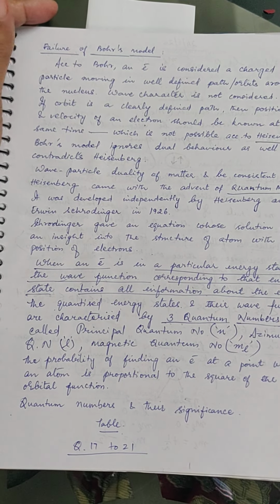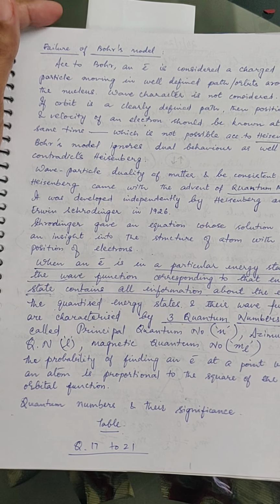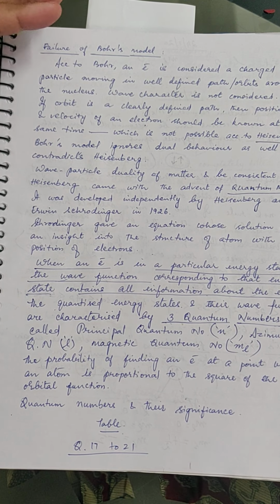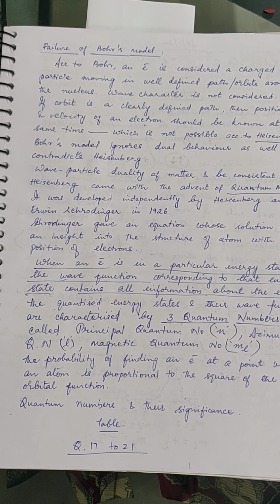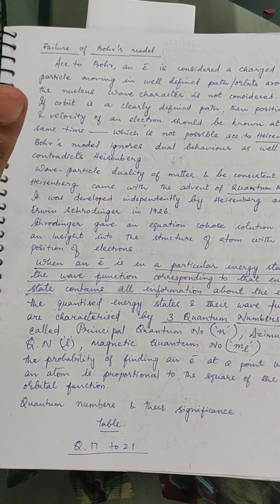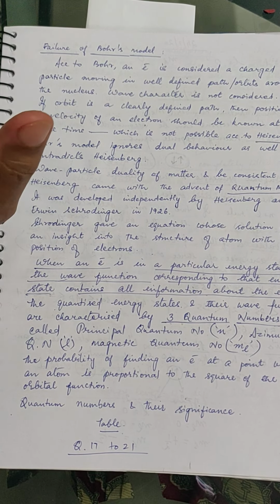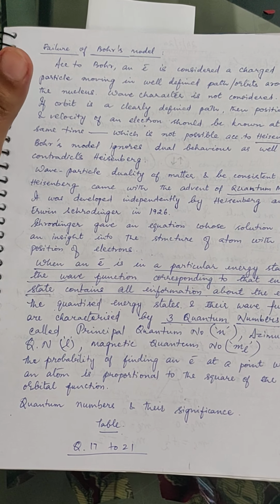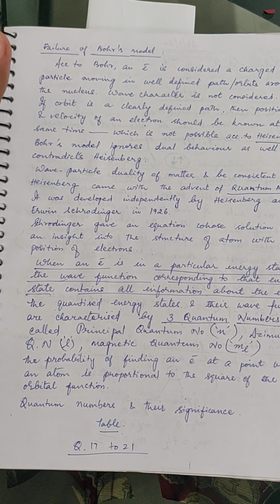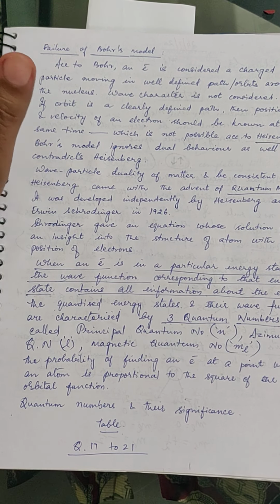Then apart from that, it could not explain the ability of atoms to form molecules by chemical bonds. Why at all are atoms joining together through chemical bonds? So this was also not explained by Bohr. And apart from this, Bohr's theory was unable to explain the splitting of spectral lines in the presence of magnetic field and electric field. So this I gave you briefly in the previous video lesson also. What are the limitations of Bohr's model?